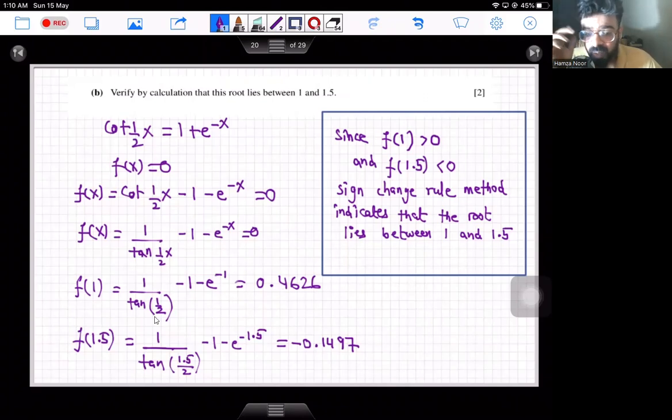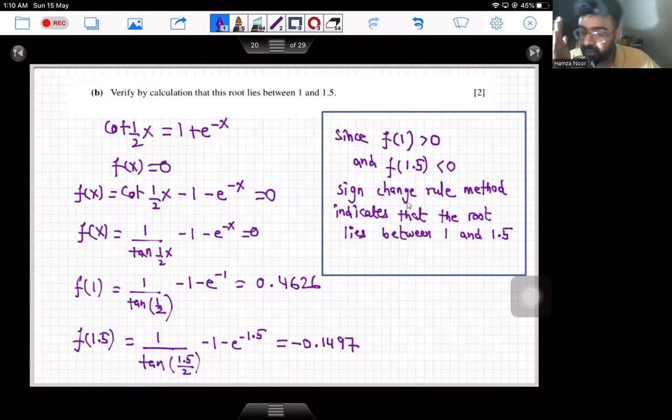Then we need to put x equals 1.5 into the equation. So 1 upon 10, 1.5 over 2 minus 1 minus e raised to the power minus 1.5, and this will be equal to minus 0.1497. Now, since we know that the value of f(1) is greater than 0 and f(1.5) is less than 0, therefore the sign change rule indicates that the root lies between 1 and 1.5.